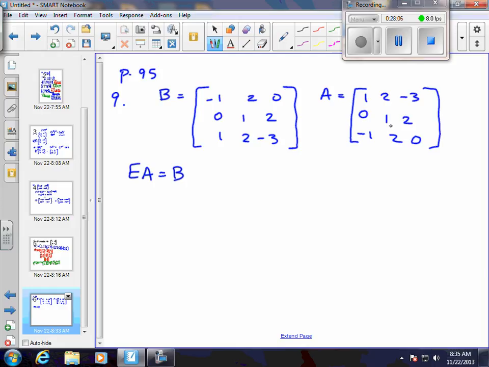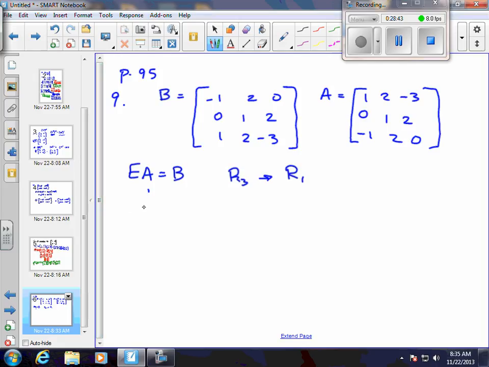So here is A, and I'm comparing that to matrix B, and I notice that row 1 is row 3, row 2 is row 2, and row 3 is row 1. So row 3 and row 1 have been reversed. Row 3 was changed to row 1.